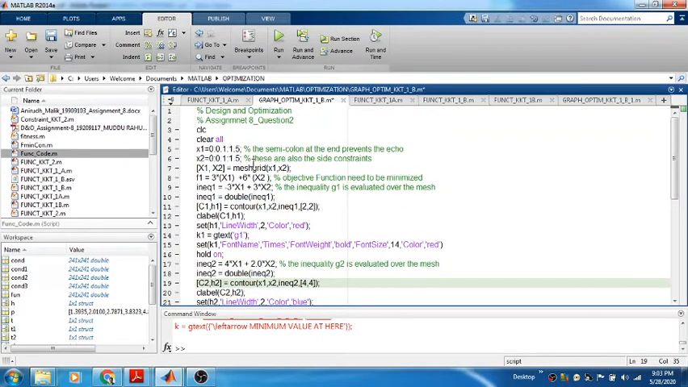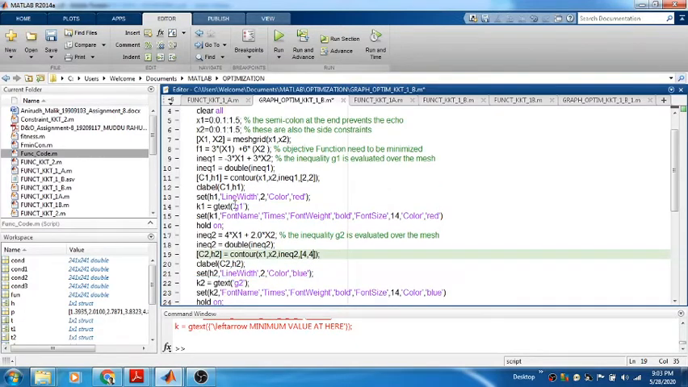Again I am going from the top. This is your objective function. This is the limit from 0 to 5. You can play with this limit. First you need to find the feasible region.